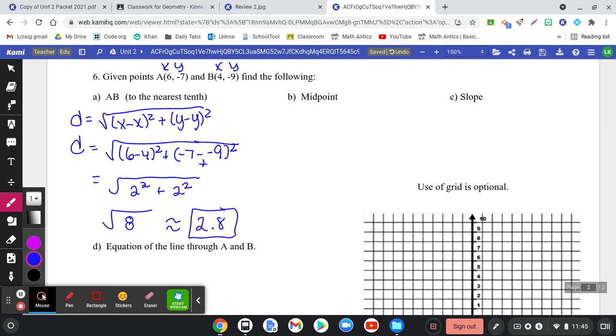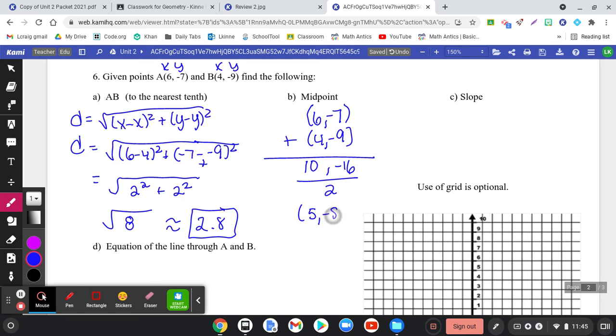Midpoint, you're finding the middle, halfway between those. It's like finding the average of 2 quizzes or 2 tests. You add them and divide by 2. So I'm going to line them up vertically. 6 and 4 is 10. Negative 7 and negative 9 is negative 16. Don't forget to cut them in half. So your midpoint would be 5, negative 8.